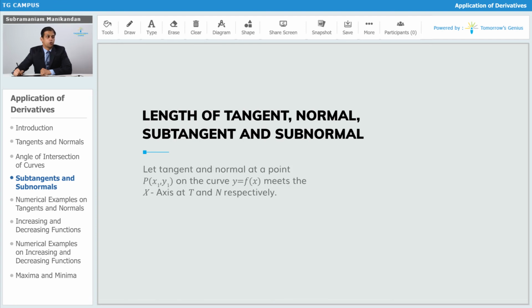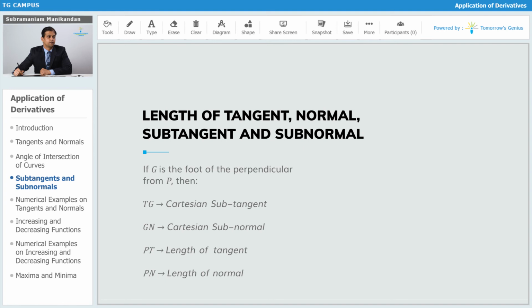Let the tangent and normal at point P (x1, y1) on the curve meet the x-axis at T and n respectively, as I had shown earlier. If G is the foot of the perpendicular from the point P, then TG is called the Cartesian subtangent of the point P. Gn is called the Cartesian subnormal of the point P. PT is called the length of tangent and Pn is called the length of normal.